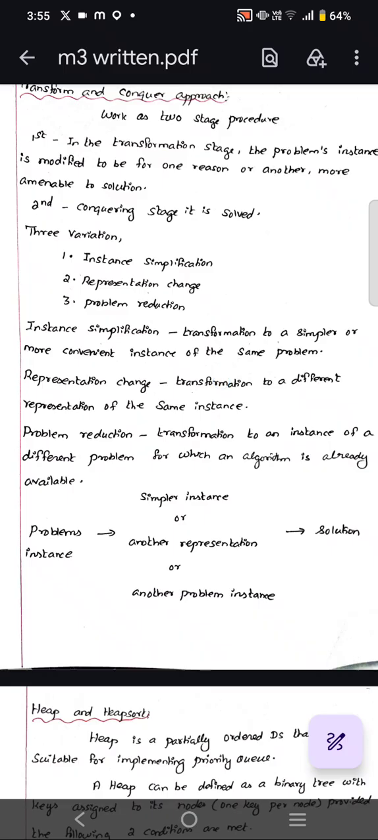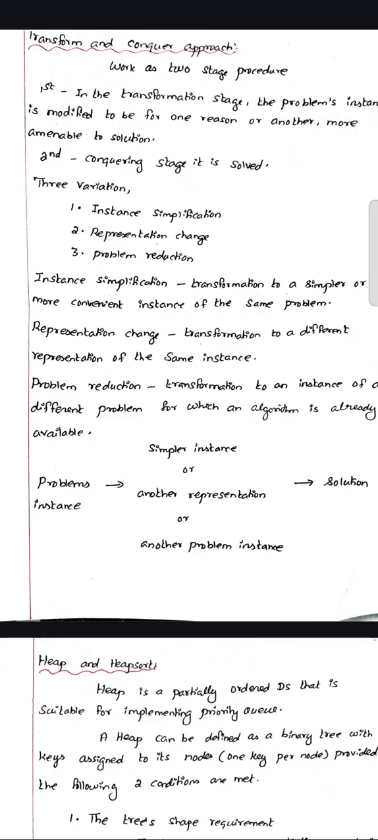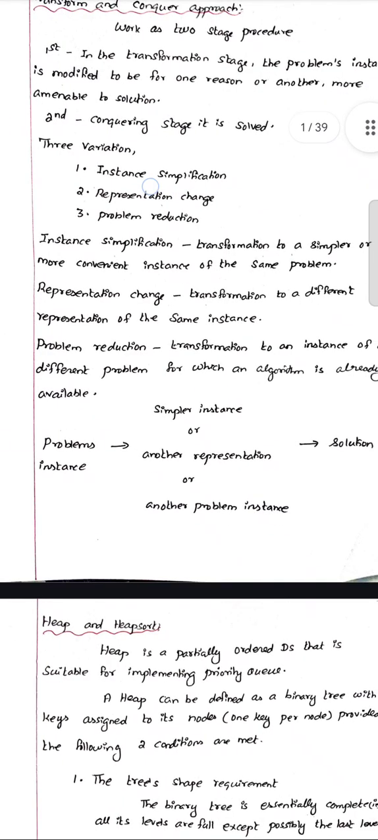Transform and Conquer Approach. Module 3. It works as a two-stage procedure. First, in the transformation stage, the problem's instance is modified to be, for one reason or another, more amenable to the solution. Second, the conquering stage, where it is solved. Three variations are there: instance simplification, representation change, and problem reduction.